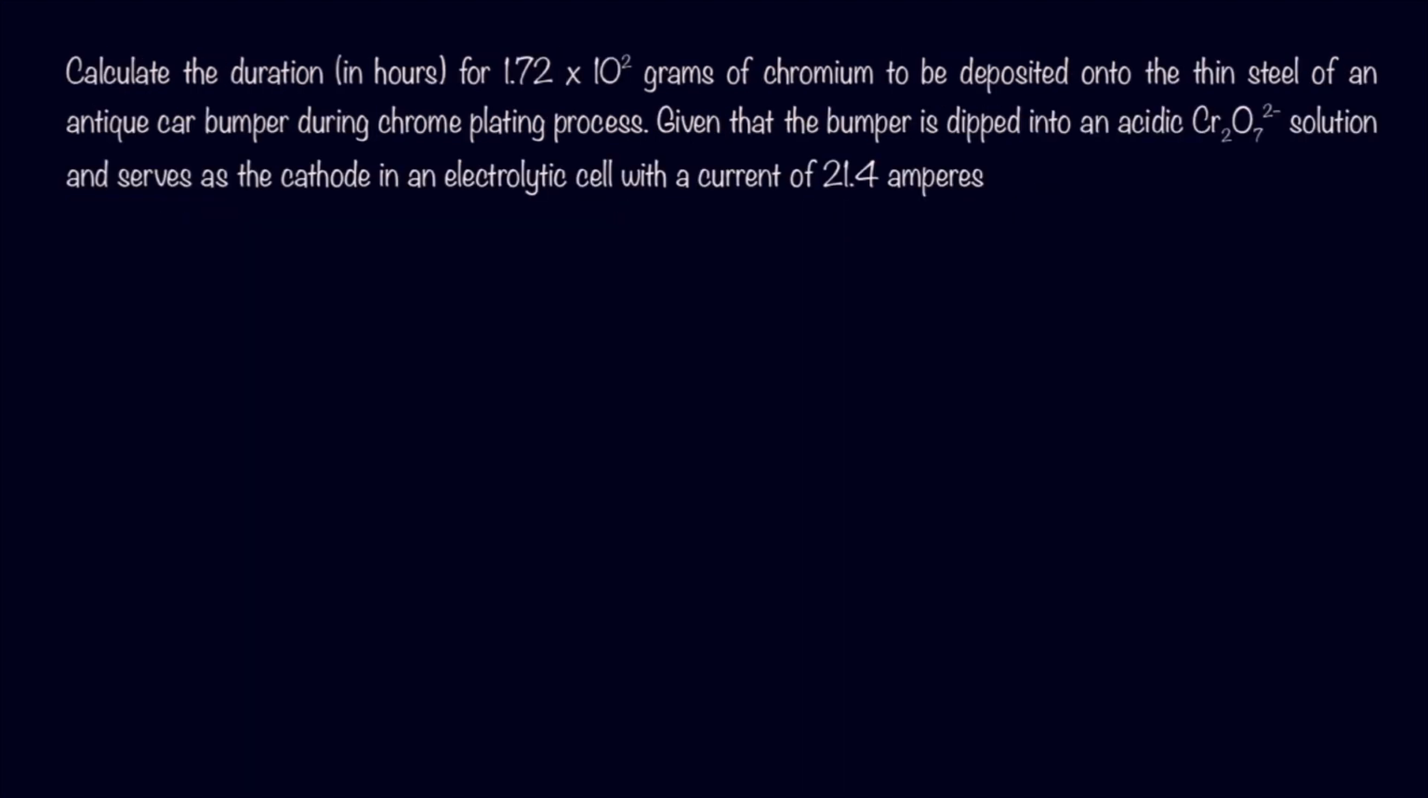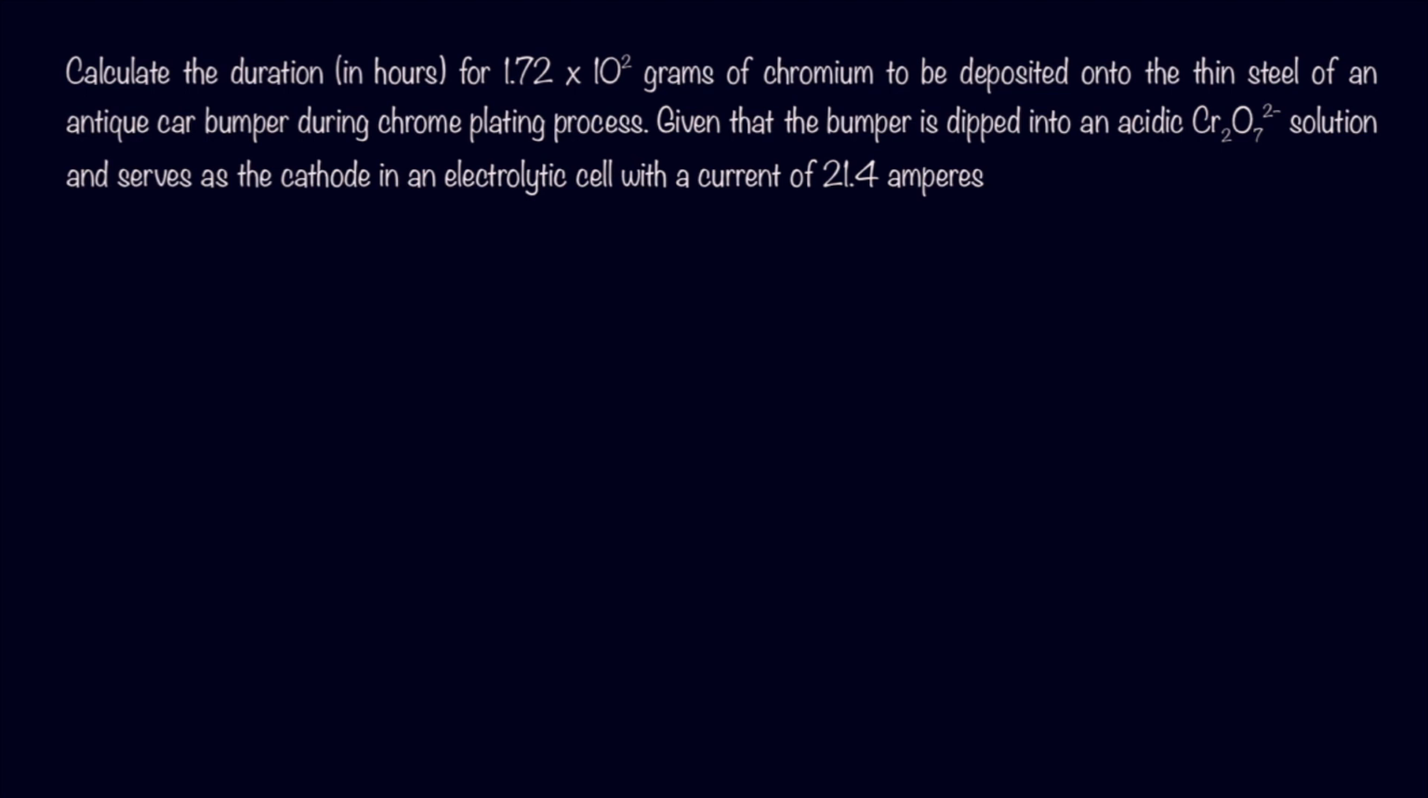Moving on to question number 3. Calculate the duration in hours for 1.72 times 10 to the power of 2 grams of chromium to be deposited onto a thin steel of an antique car bumper during the chrome plating process, given that the bumper is dipped into an acidic Cr2O7 solution and served as the cathode in an electrolytic cell with a current of 21.4 amperes.